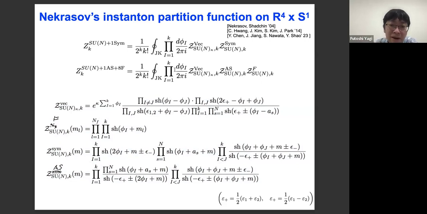Then we integrate, and this integration is something called the JK residue, Jeffrey-Kirwan residue, which picks up the poles created by the denominator by a certain rule. This rule is basically fixed. Once we know the integrand, we can tell which poles we should pick up, and then we can compute the Nekrasov partition function. This is how we compute it.